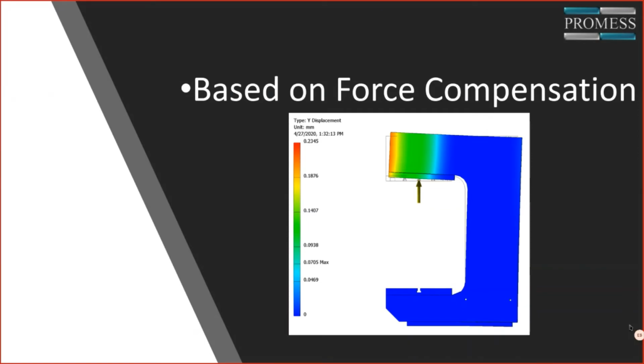Pressing to a position based on force compensation allows the user to program the position that the press must travel to, but it also takes into account the force. One of the main reasons for doing this is because of deflection in the system. The higher the force you put on the system, the more deflection it sees.